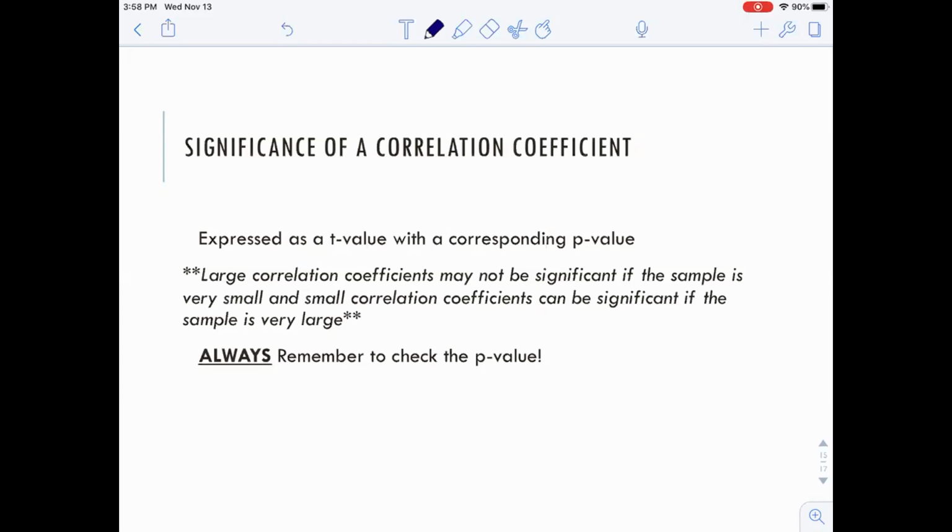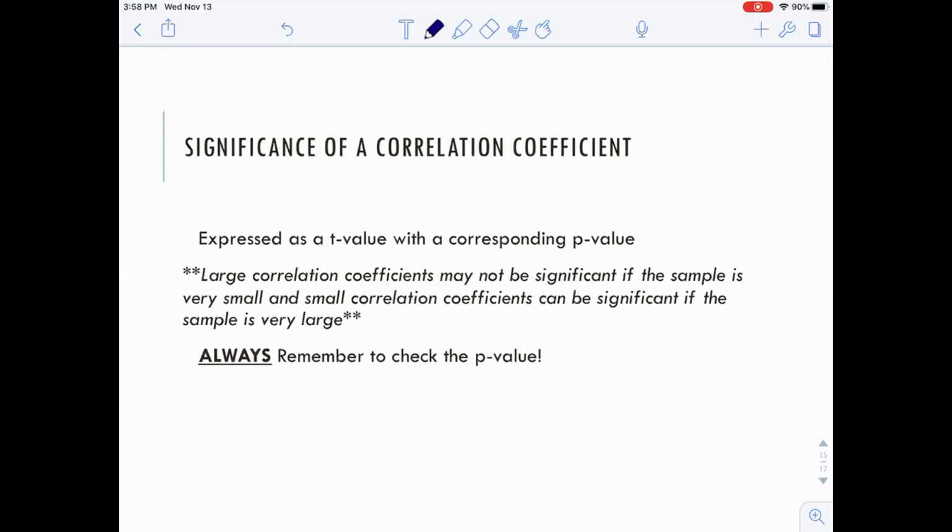And how we test it is that software calculates a t-value. We could calculate it, but we don't have to. In doing that, it would also get you a p-value. We know how t-values behave, we've seen them quite a bit now, so we know that with a t-value we're going to get a p-value. It's just going to produce that for you.